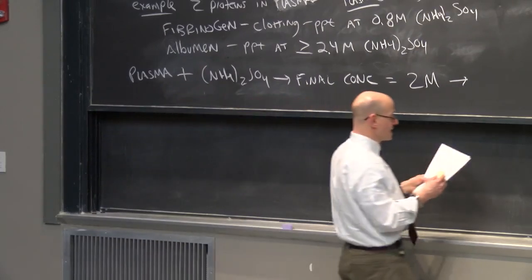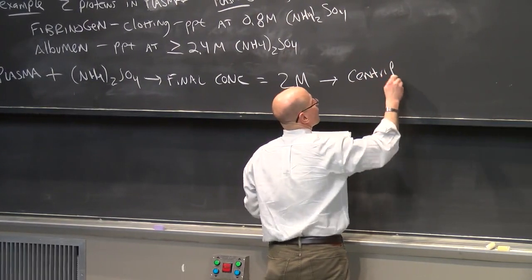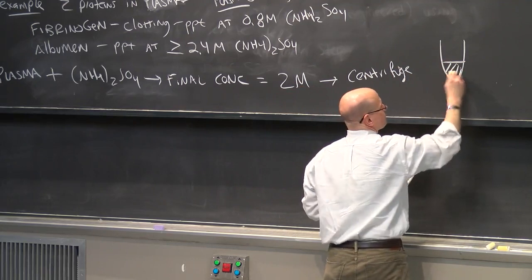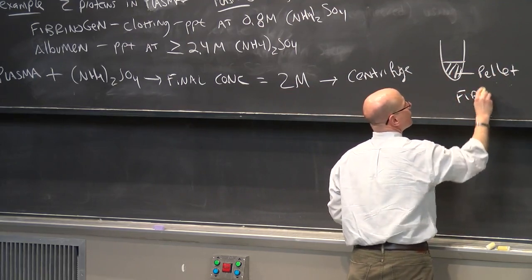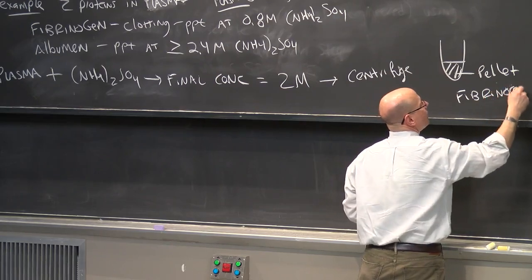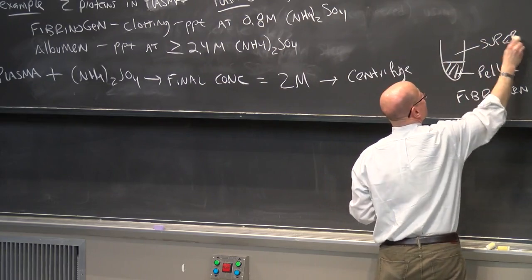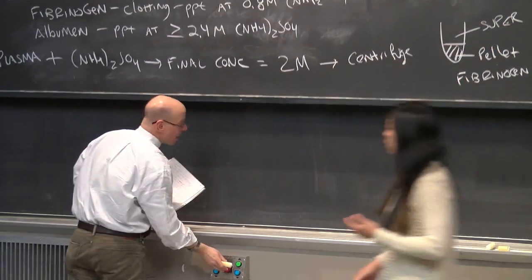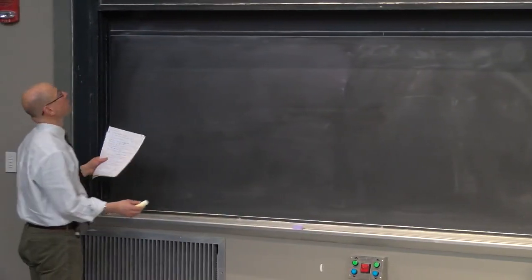Okay? And so then I can centrifuge. And I'm going to end up then with a pellet that's rich in fibrinogen. And I'm going to end up with a supernatant that still has albumin in it. It may have other things, but it still has albumin in it.